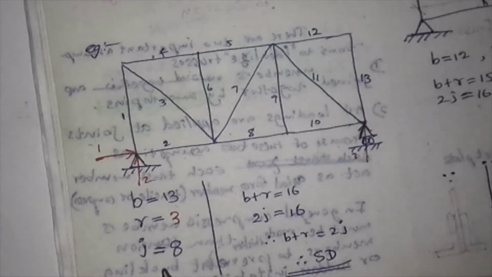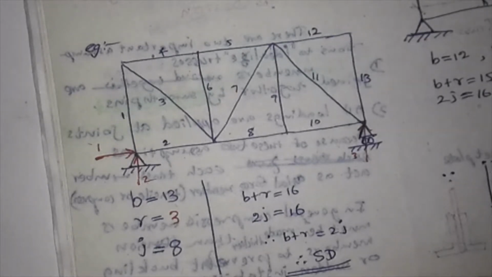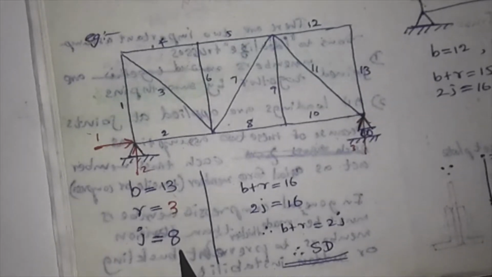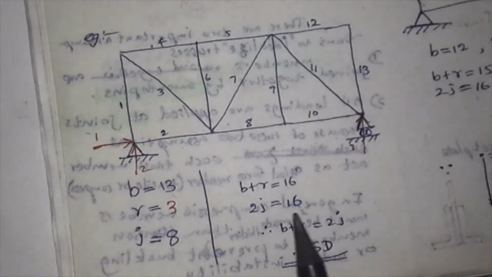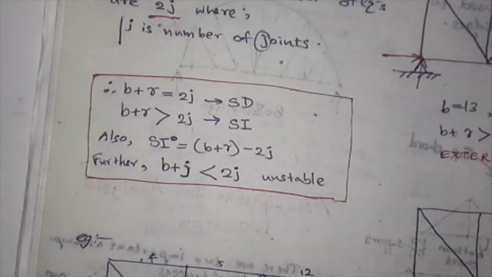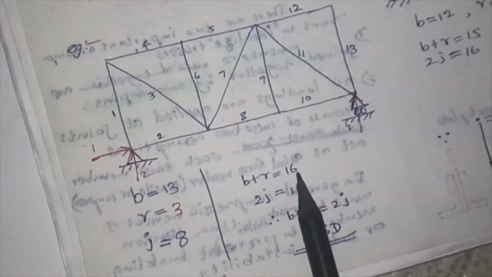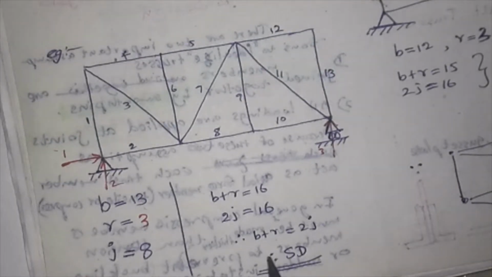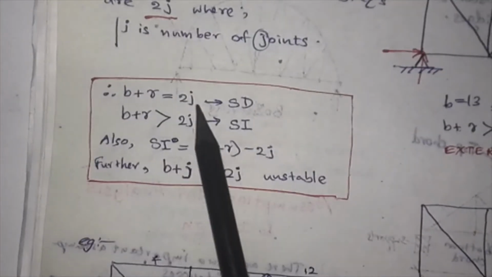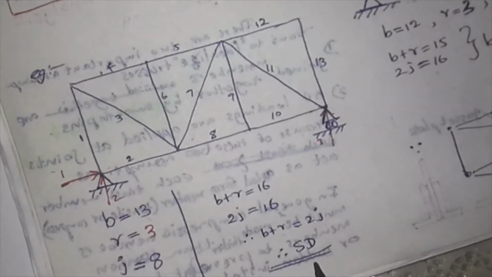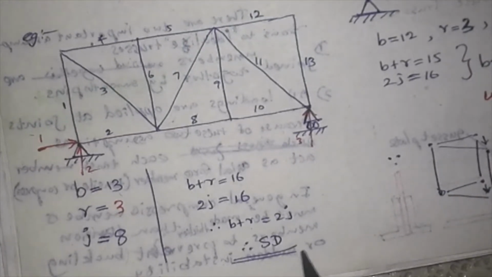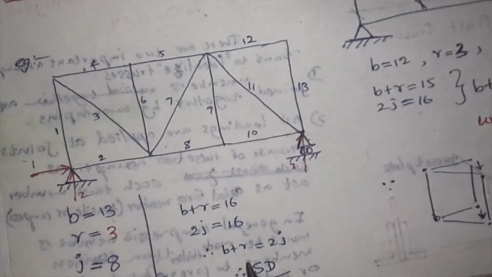So what is J? J is the number of joints. How many joints do you have? 1, 2, 3, 4, 5, 6, 7, 8. So you have 8 joints. J is 8. According to the theory I have said earlier, B plus R is 16. 2J is 16. So those two are equal. That means, if those two are equal, it is statically determinate. That means this problem can be solved easily.